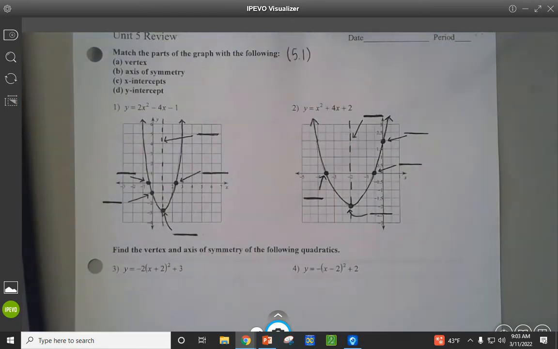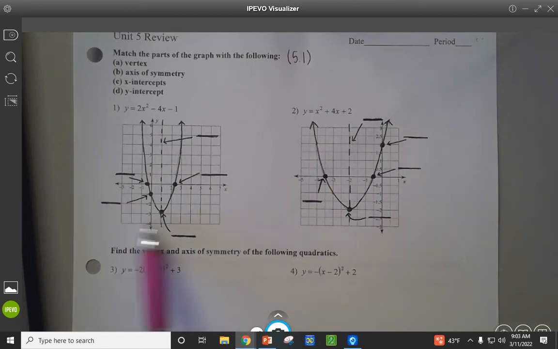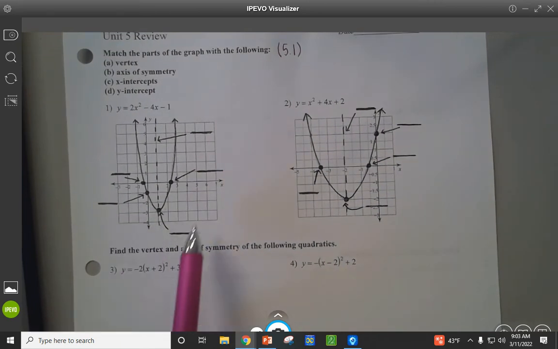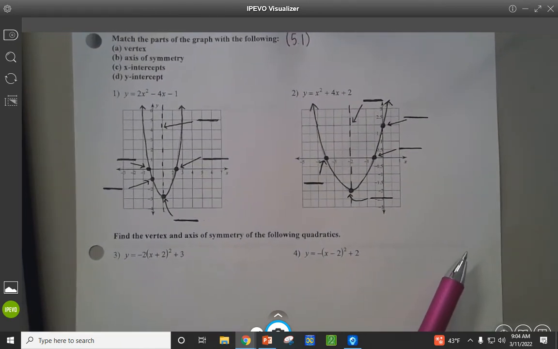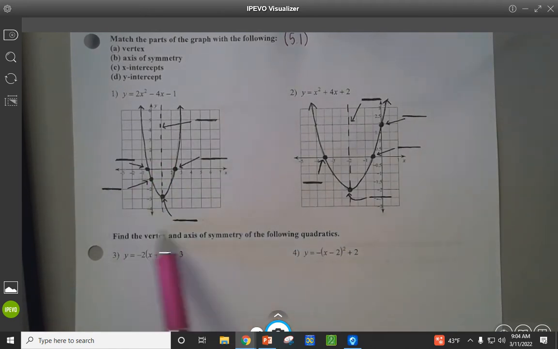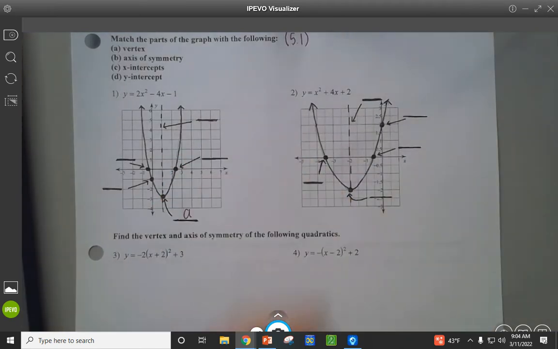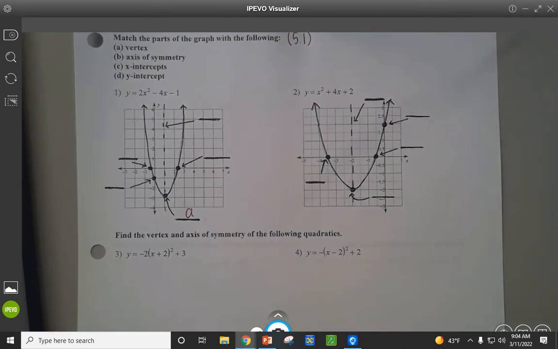All that I want you to do is label A, B, C, D on these. So the first part, A, is the vertex. I've got arrows pointing to the different points. Let's just call them 1, 2, 3, 4, 5. Which one would you say is the vertex? 3, down here, this third one. This is the vertex. So I'm just going to put an A there because A is vertex, or you can write the whole word vertex if you want.